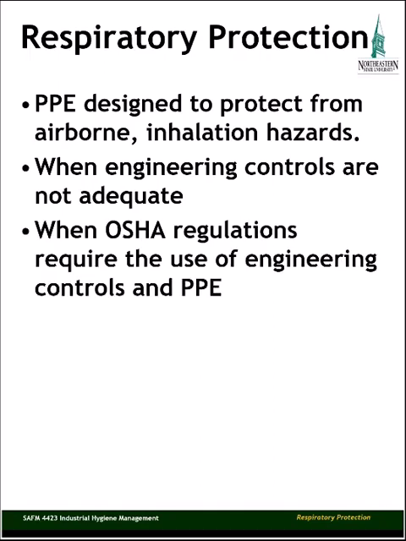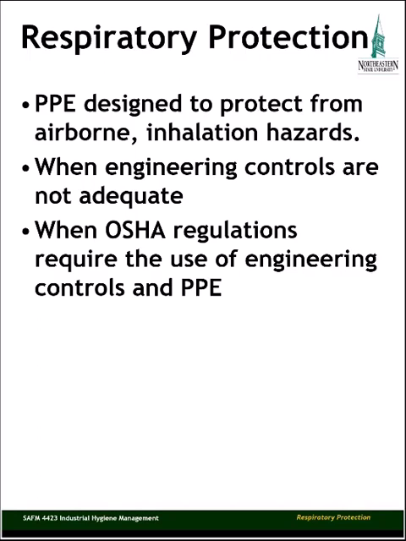Now, there are also some OSHA regulations that require the use of engineering controls and PPE. Silica would be an example. There are some operations where silica is generated. In those operations, you have to have the engineering controls in place, but the workers still have to wear respiratory protection.